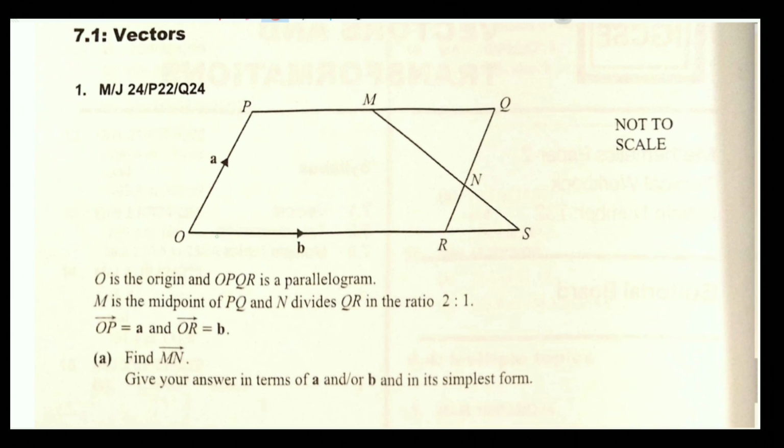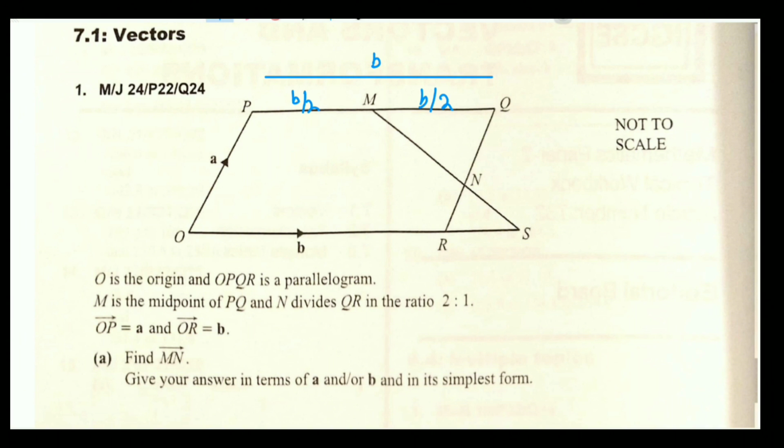It means that if this side is B, then this will also be B because they are parallel. So this whole will be B. If this will be B, then PM will be B by 2 and MQ will also be B by 2 because M is the midpoint.